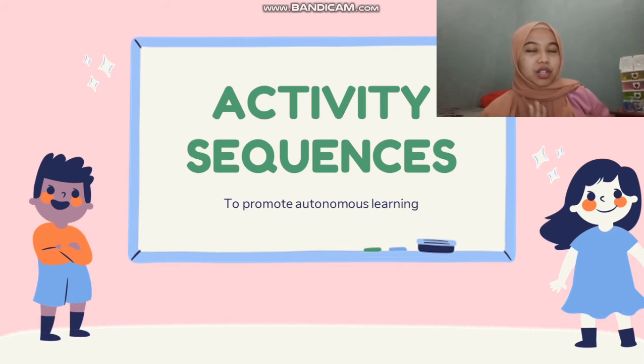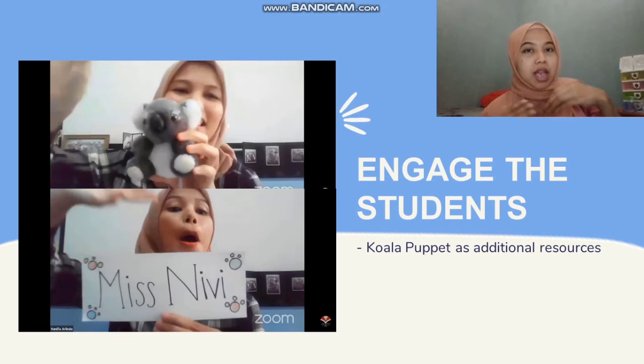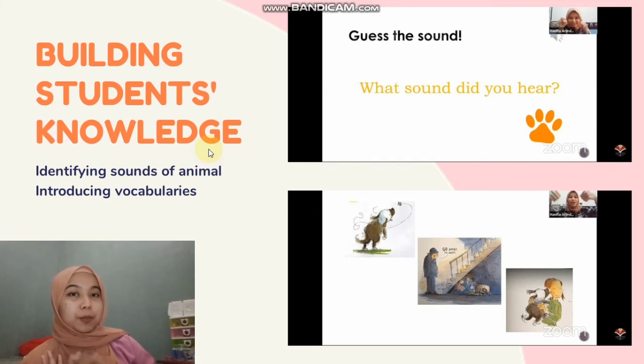In the video, the teacher starts the activity by engaging the students in the lesson. It can be seen when the teacher was introducing herself, she introduces additional resources, and the use of a puppet is appealing to the students, especially to the young learners. And the next activity is building the students' knowledge by asking them to identify the sounds of animals, the vocabularies that will appear in the story.